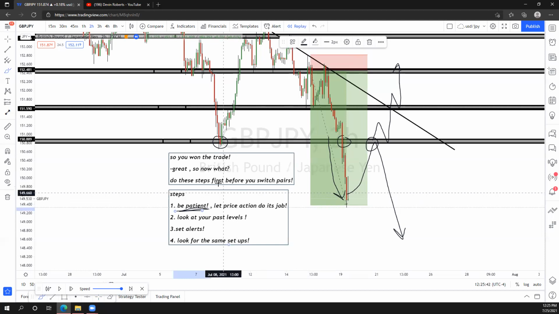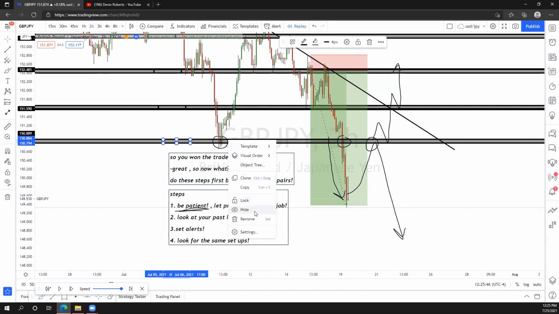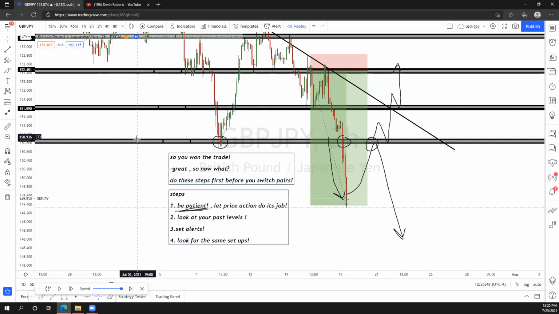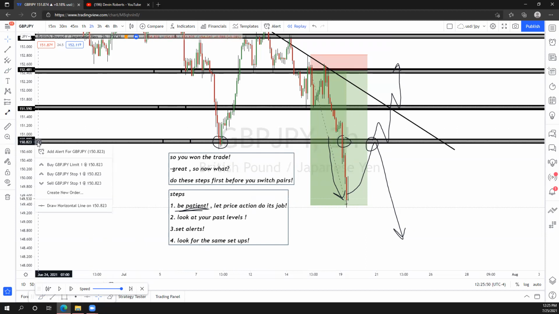That's setting alerts at the same exact past level. I can right click here and then hit set alert at the same level, or come way down here and click exactly like that, add alert at this level. That's step three. You're being patient and you're waiting for price action to come right back to that same exact level. So these are the steps you're doing before you switch over to another pair.